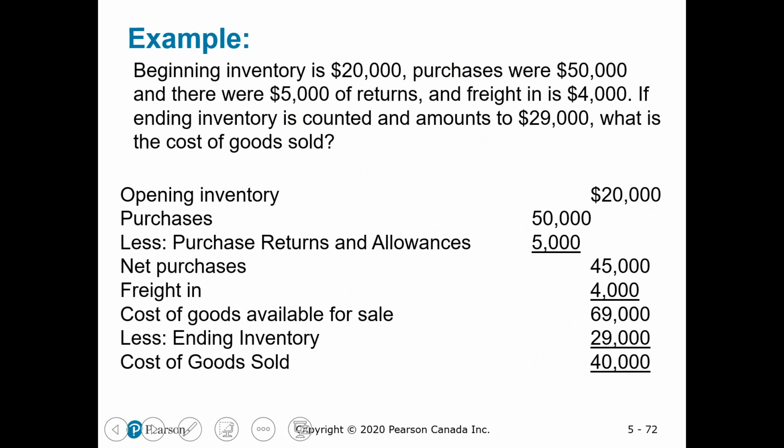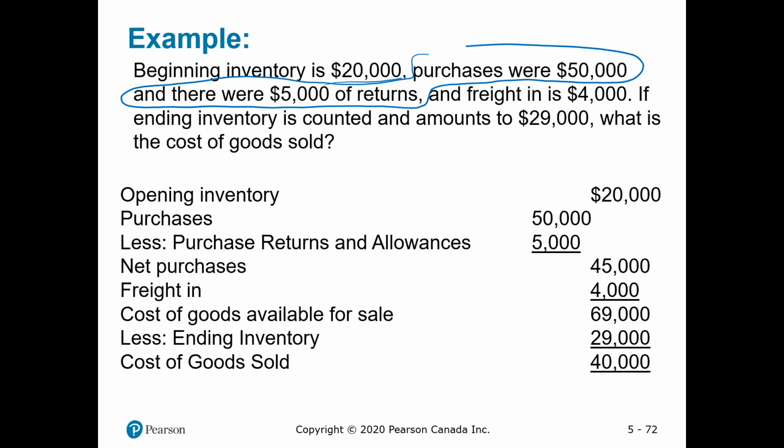But we can look at the same question, but now we're given this info a little bit differently. So we still have beginning of $20,000, but now we've broken out how they got this net inventory. So we had net purchases. We had purchases of $50,000 and there were $5,000 of returns. So now, as you can see here, I've broken out this calculation. So I need to show the purchases, show the purchase returns and allowances, and calculate this net purchase amount.